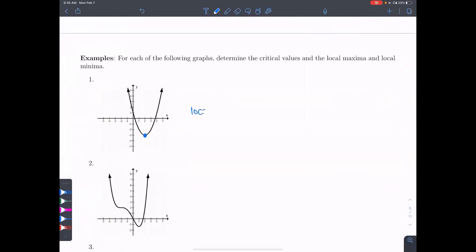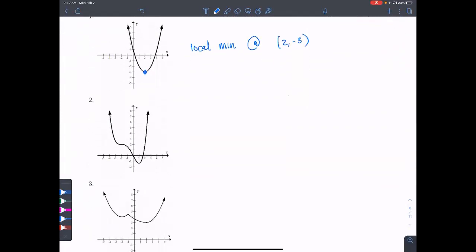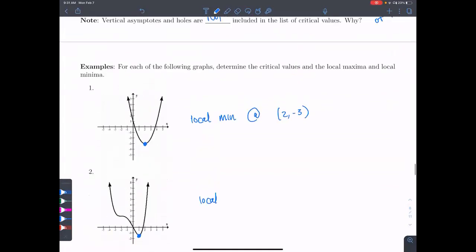This is a local min or relative min at (2, -3). Here we have a local min. I was supposed to be listing critical values too. Sorry. I call those CV, critical values. The critical value here is x equals 2.